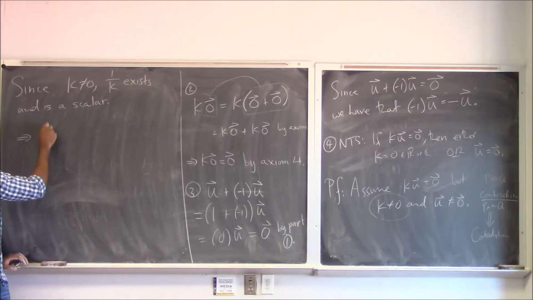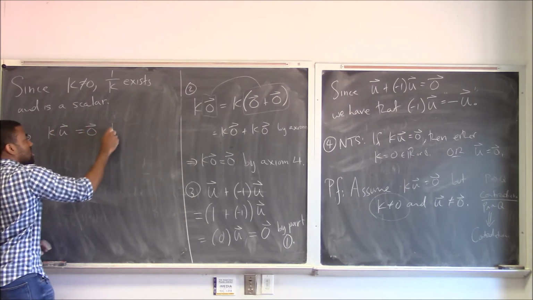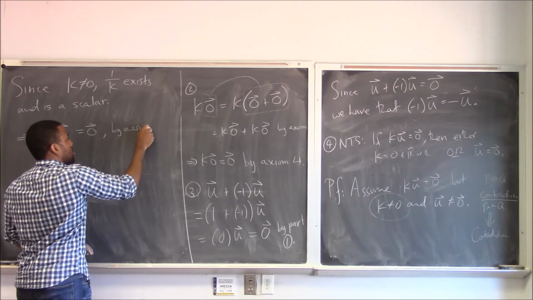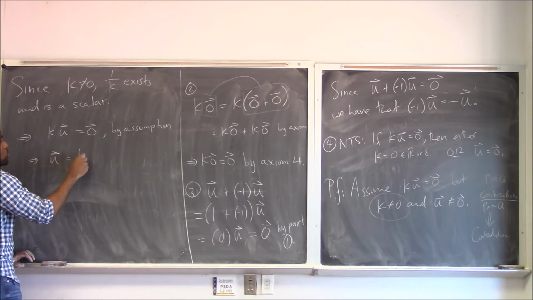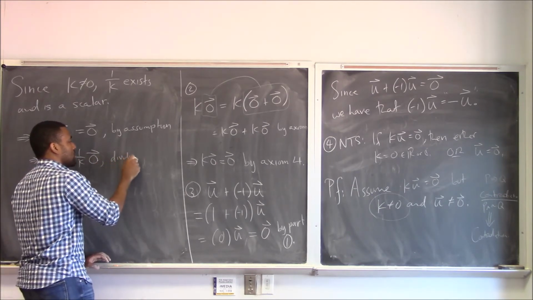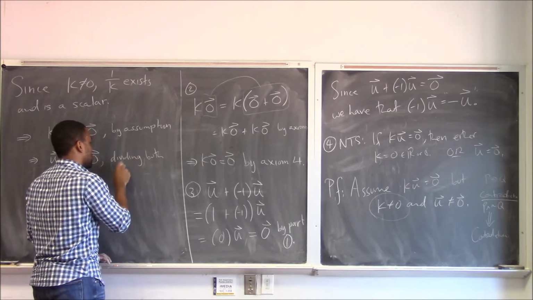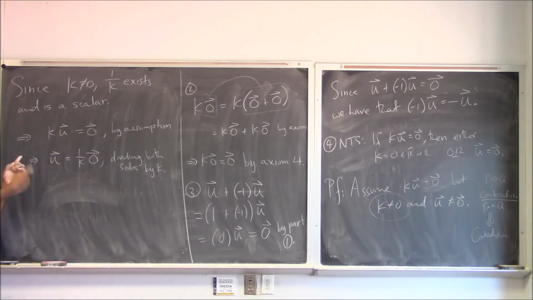This would mean that k times u equals 0, this is by assumption, would imply that this guy is equal to 1 over k times 0, dividing both sides by k. Or you can think of it as multiplying both sides by 1 over k. But what does that mean? That means that u is the zero vector.